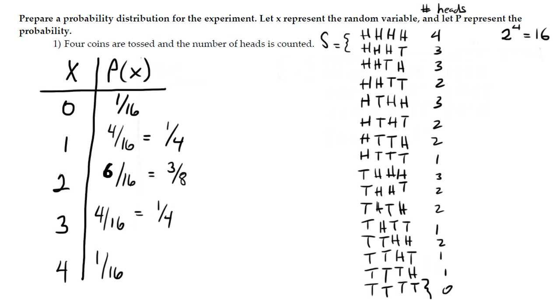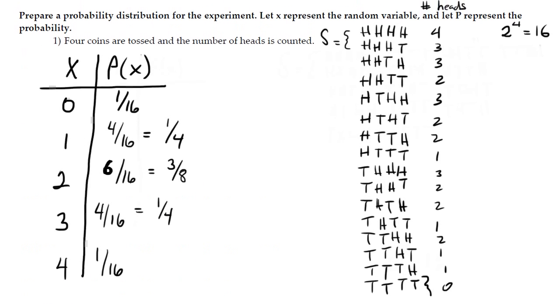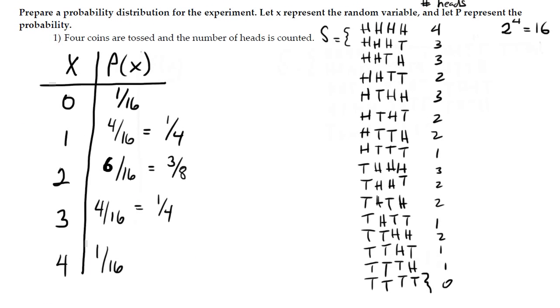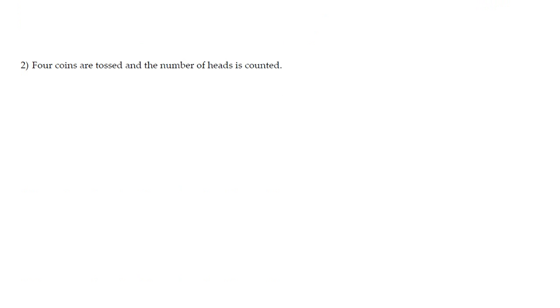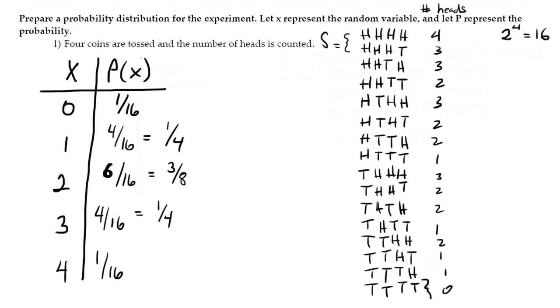So that's number 1. Here's number 2. 4 coins are tossed. Wait a minute. Isn't that the same thing? Yeah, I guess they're the same. So 1 and 2. Wait a minute. Yeah, 1 and 2 look the same, don't they? Okay, so there you go.